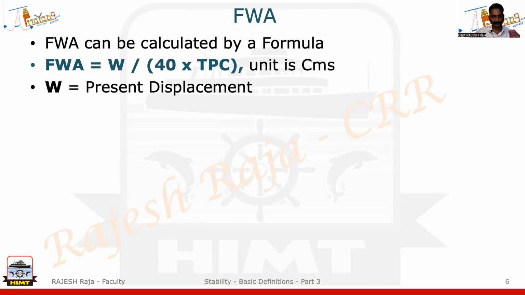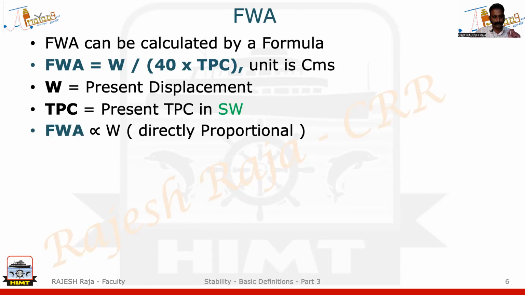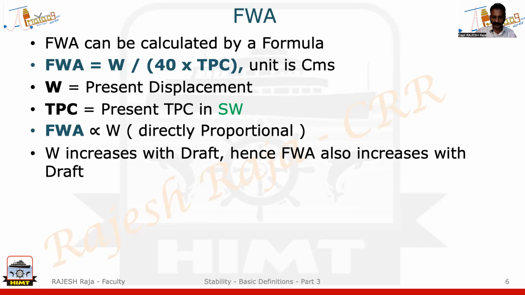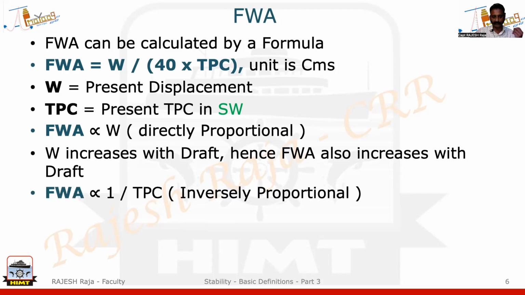It's always in centimeters. So W, I can call it present displacement, at whatever draft and displacement you are. And at that particular draft, you will have a TPC, but this TPC should be TPC saltwater, because the definition of freshwater allowance holds good only between two conditions. That means sailing between saltwater and freshwater. You should realize freshwater allowance is directly proportional to displacement, which means that as the draft increases, displacement also increases. So freshwater allowance also should increase because it's directly proportional. Let us look at the denominator. 40 is a constant. I'm not going to talk about it. So let us look at TPC. Your freshwater allowance is inversely proportional to the TPC.